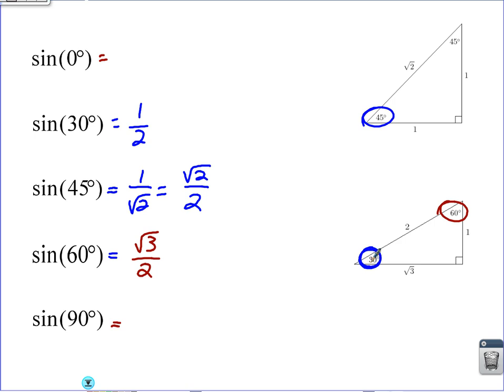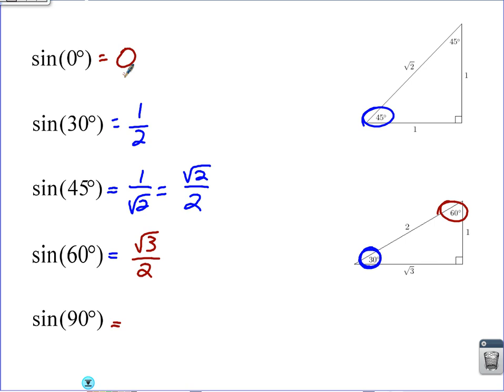If this approached 0, now we're getting into some limits. As this gets smaller and smaller and smaller, do you see that your opposite side would get smaller and smaller and smaller? As this approaches 0, this approaches 0, so opposite over hypotenuse would always approach 0 as well. The sine of 0 degrees is 0.